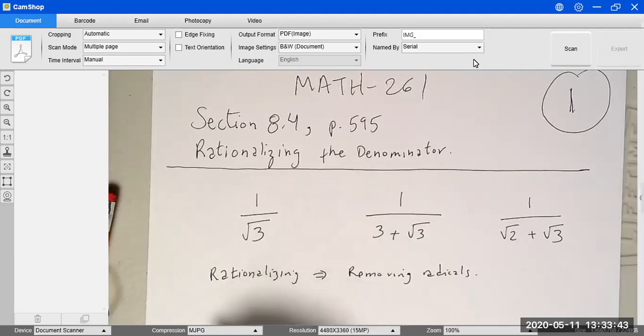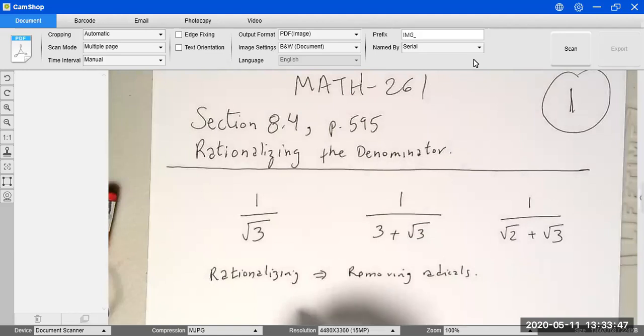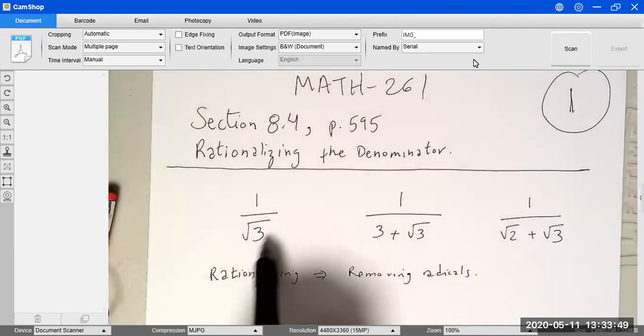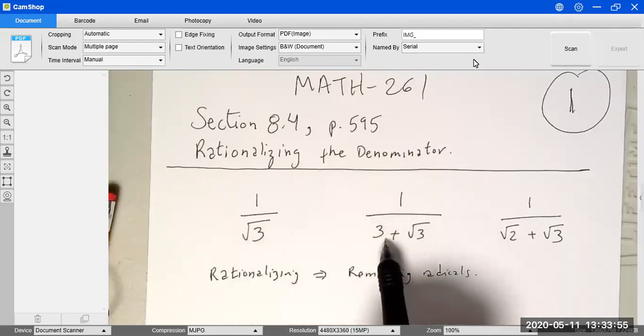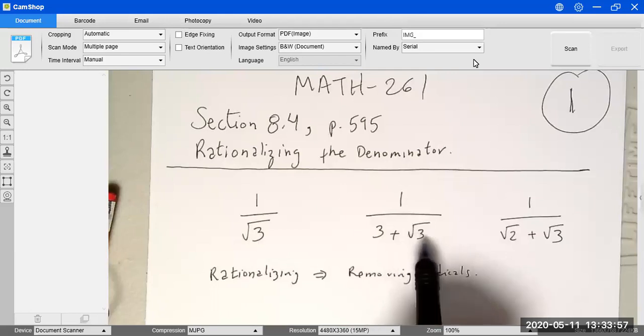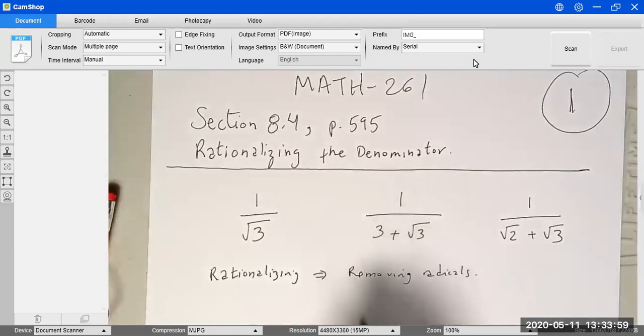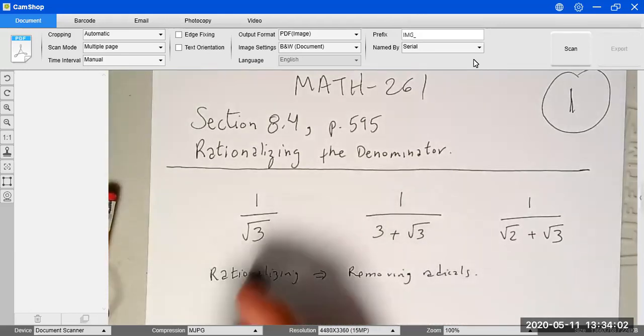So we're going to start with examples. The process is going to be very simple. We have a process when you have a single radical, or one term, in the denominator, and when we have two terms in the denominator. So the process is slightly different. We're going to start with the first case, when you have just one term in the denominator.